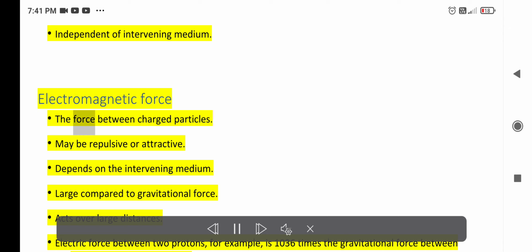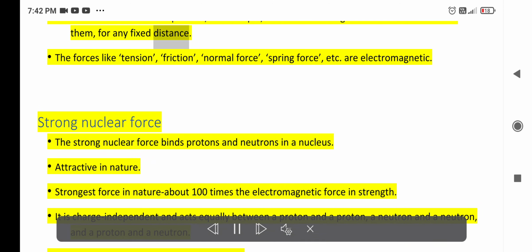Electromagnetic force. The force between charged particles. May be repulsive or attractive. Depends on the intervening medium. Large compared to gravitational force. Acts over large distances. Electric force between two protons, for example, is 10^36 times the gravitational force between them for any fixed distance. The forces like tension, friction, normal force, spring force, etc. are electromagnetic.